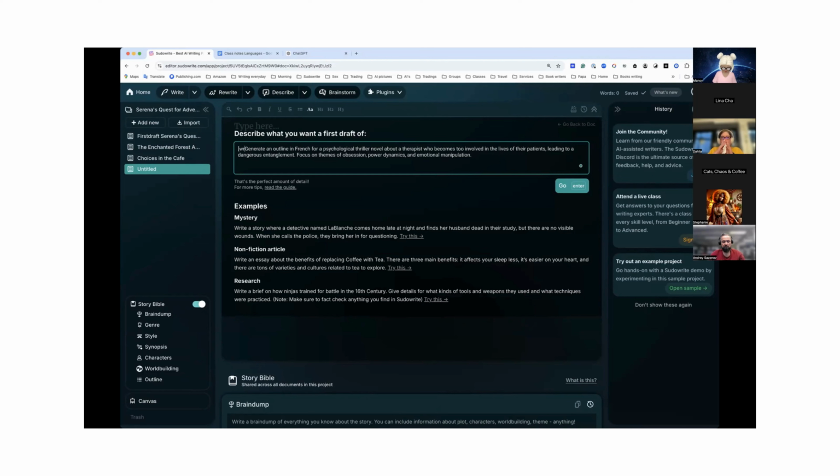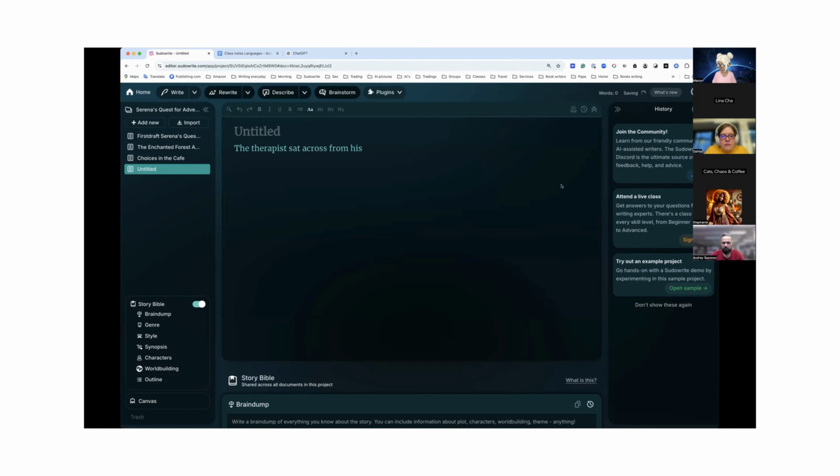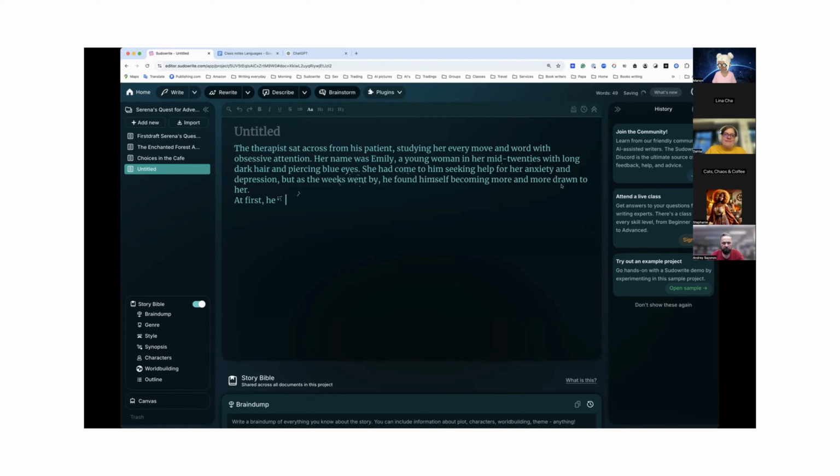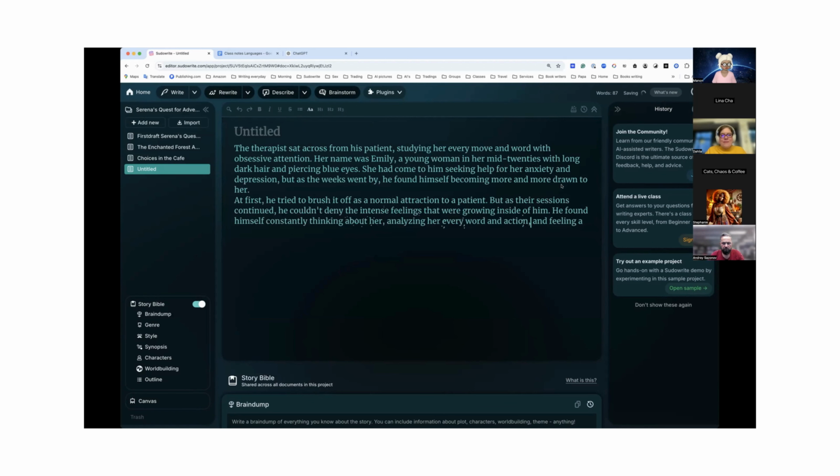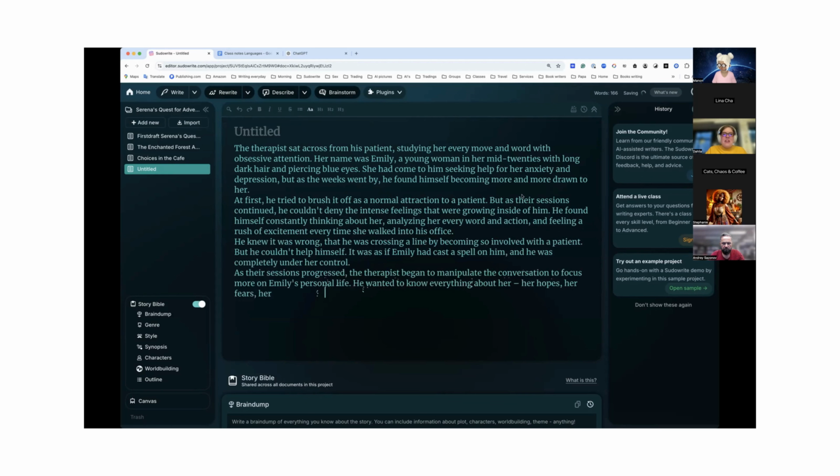So write, output in French. And let's see if it's going to do it in French. It depends on which side of the bed... no, it's still in English. It doesn't want to do it. Oh no, so it did it in English. In English, First Draft is totally stopped.